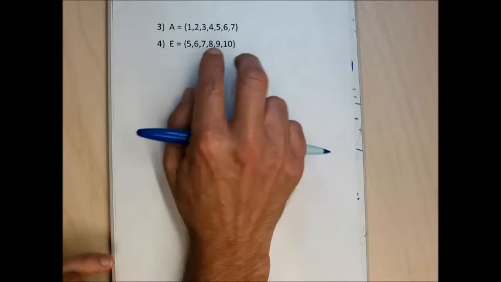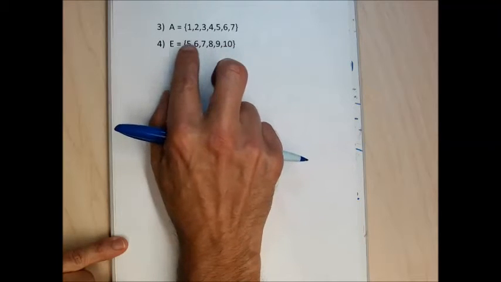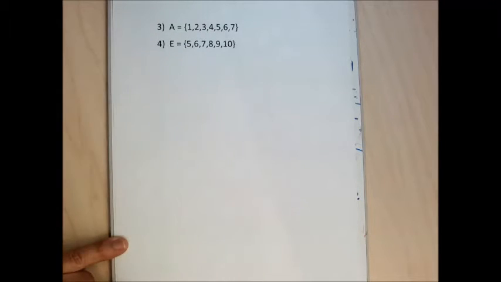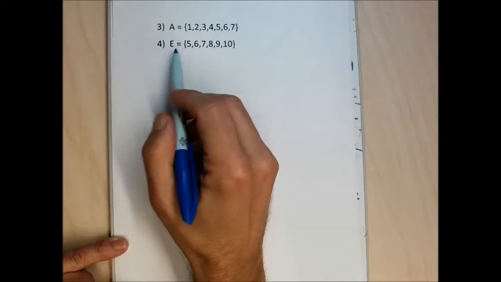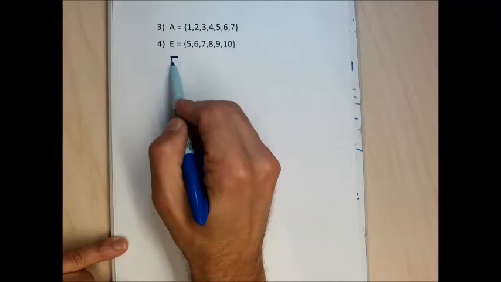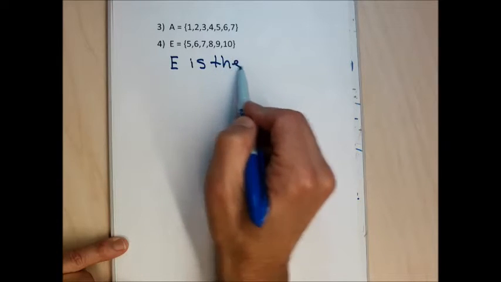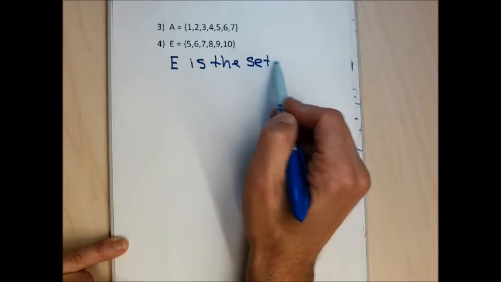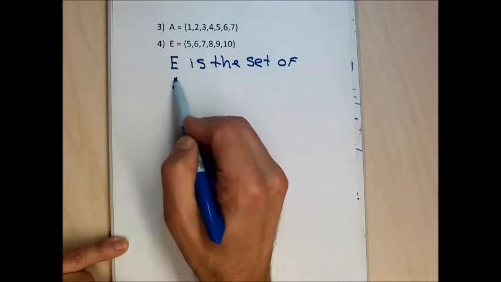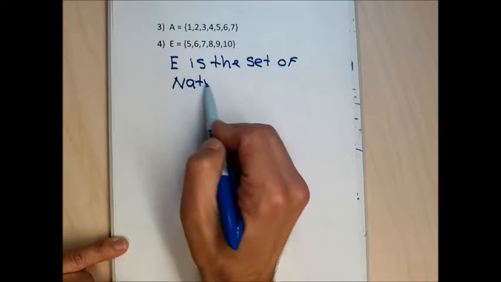Usually when I have a list of natural numbers and I see the smallest and the largest number, I like to use the words between and inclusive in my answer. It's just kind of what I normally do. So this would be a way to answer question 4. I could say E is the set of natural numbers, because those numbers 5, 6, 7, 8, 9, and 10 are all natural numbers.